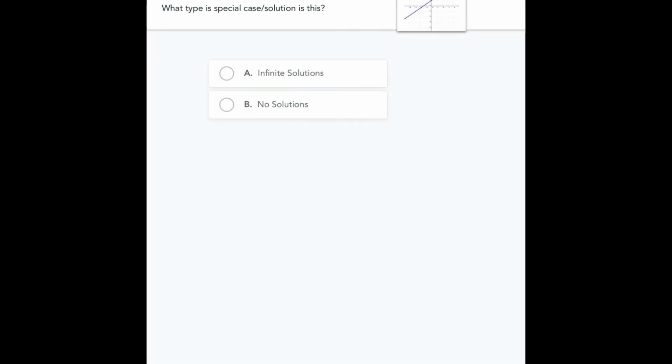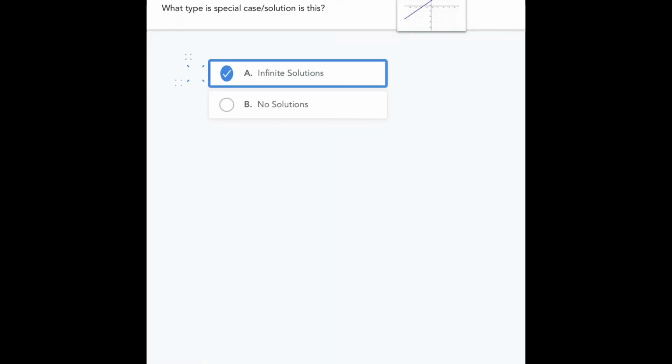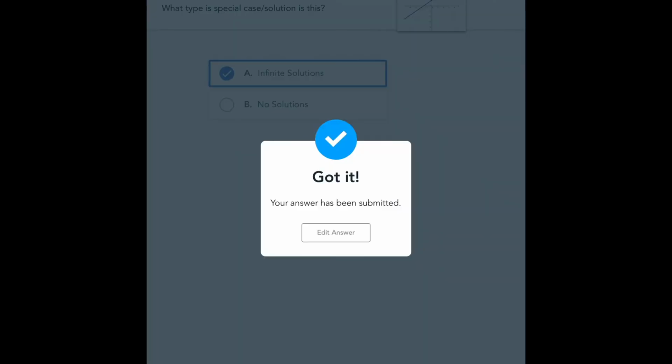This last question, what type of special case or solution is this? When you have two lines that appear to be one, that means your lines are continually intersecting with each other for every single point. That means every solution is the correct solution.